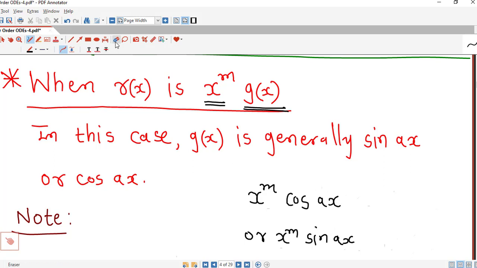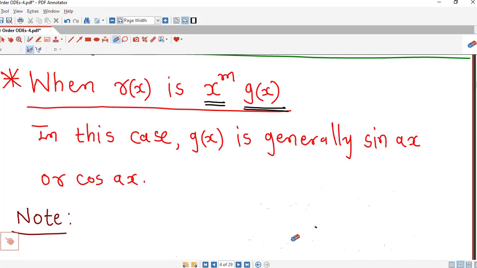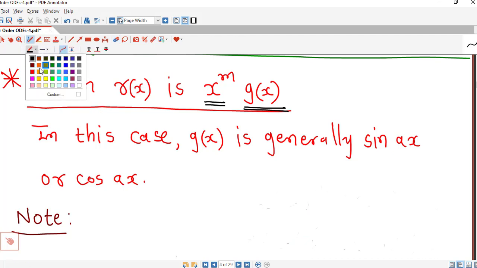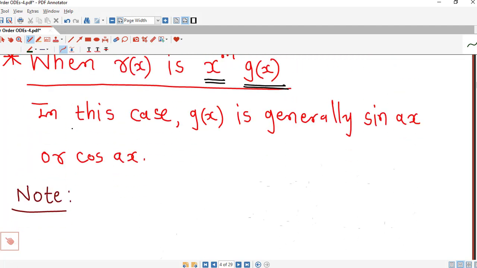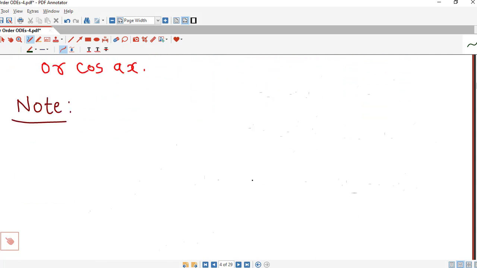Before discussing the method for the particular integral, we require some terminology of complex numbers to understand the method of this case. So first we discuss some terminology of complex numbers, which is required to understand the formula for this case. We are already familiar with complex numbers.